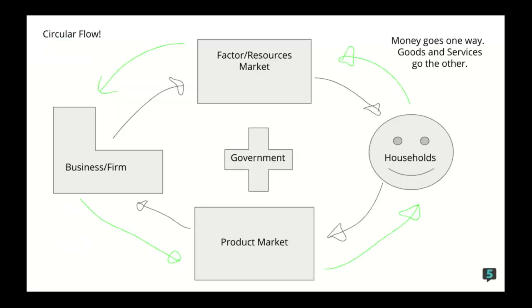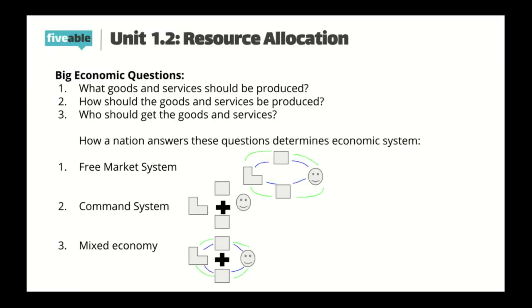So households give their labor to the factor market. Businesses buy that labor using income. They then put together a product, and sell that good and service on the product market. Households then pay money for it. The big thing you need to know with circular flow is that money goes one way and goods and services go the other.